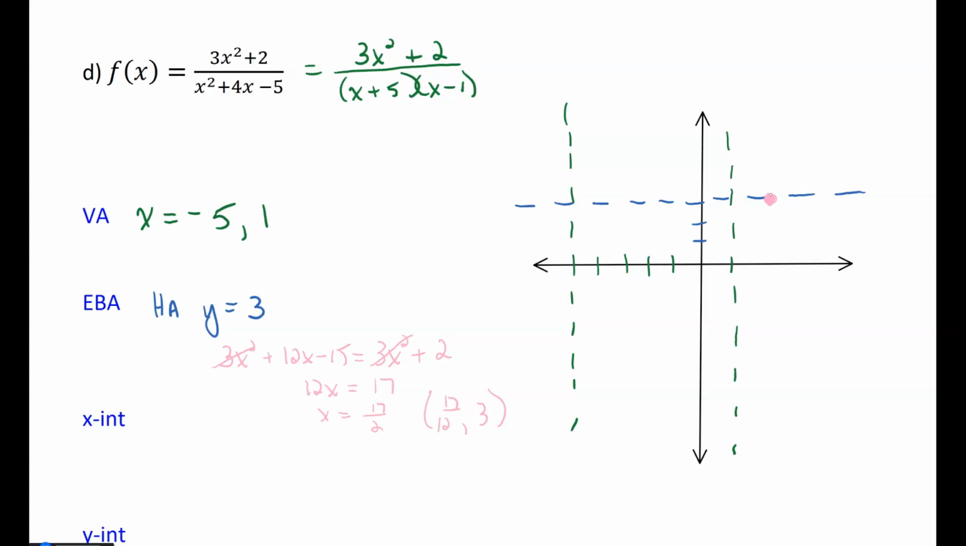Okay, x-intercepts, meaning I set y equal to 0. So again, this is not going to affect the denominator at all. It's just the numerator. So I do 3x squared plus 2 equals 0, which gives me 3x squared equal to negative 2, which gives me x squared is equal to negative 2 over 3. And we cannot do that. That's an imaginary number, so therefore there are no x-intercepts.